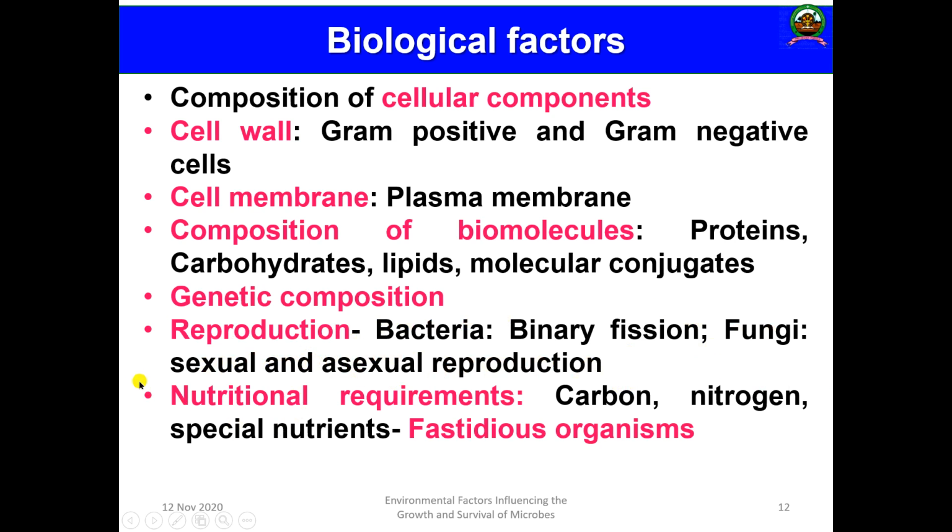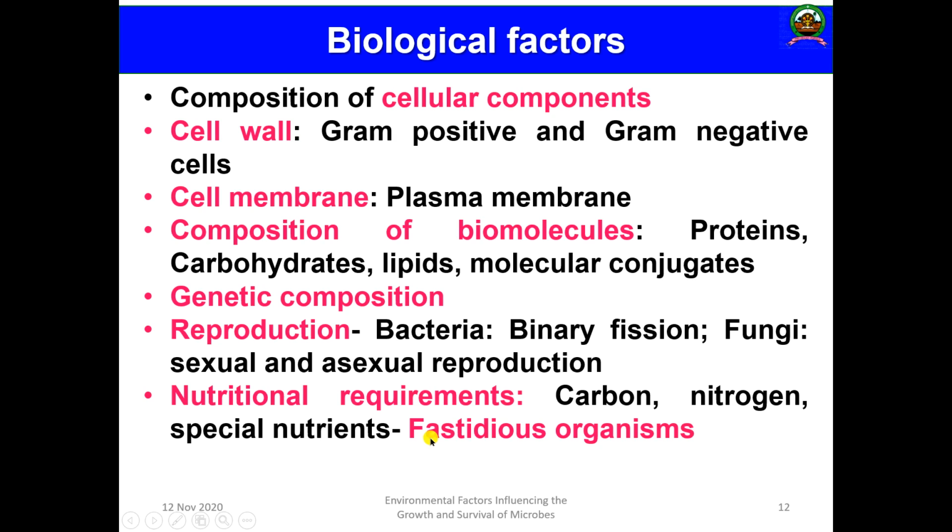Then their nutritional requirements: they require carbon. If they utilize carbon dioxide as a sole source of carbon, such organisms are known as autotrophs, as we discussed in the last class. If the organisms use organic compounds as their carbon source, they are known as heterotrophs. Similarly, nitrogen components. Some organisms also require certain vitamins and growth factors. In addition to normal growth, they require certain special nutrients, special substances.